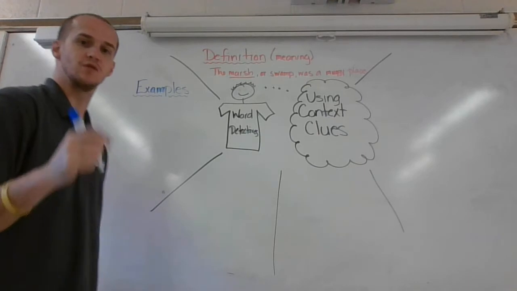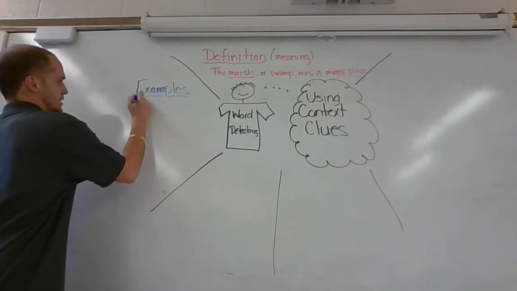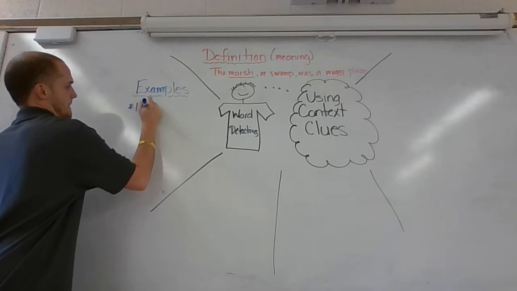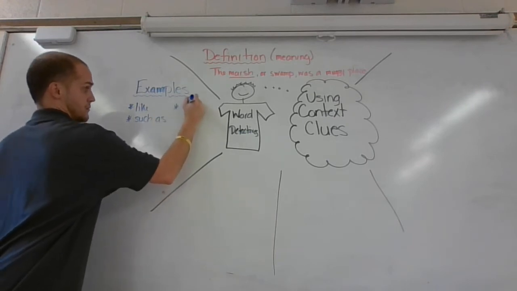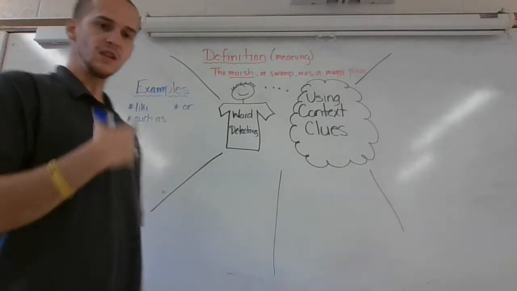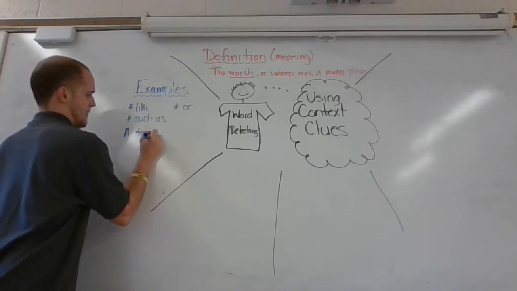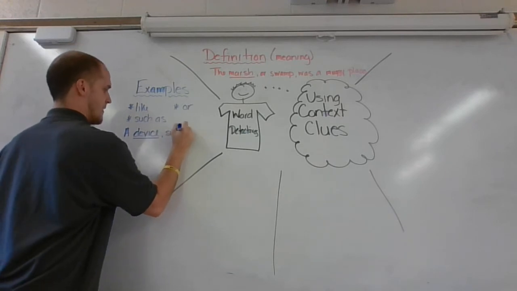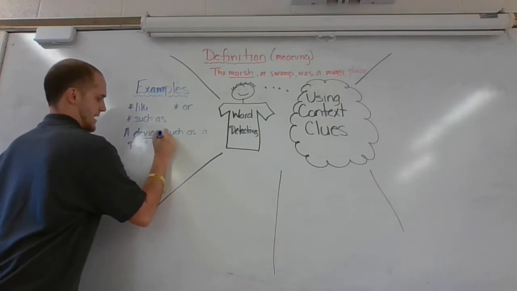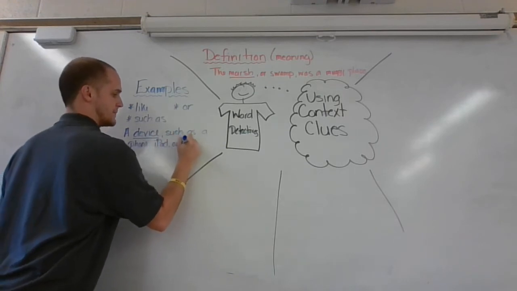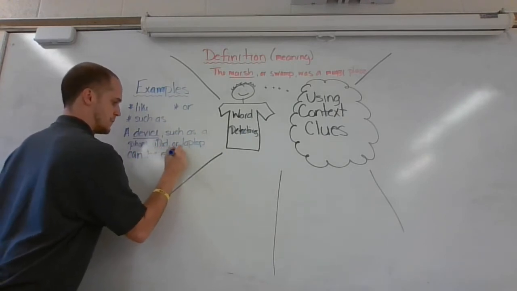Sometimes they give you examples, and what you need to look for if you're trying to use the examples context clue strategy, you need to look for words similar to like, such as, or, etc. Words like that. And so, for example, a device such as a phone, iPad, or laptop can be expensive.